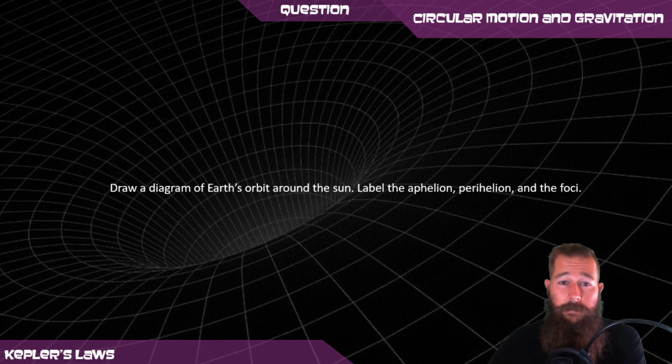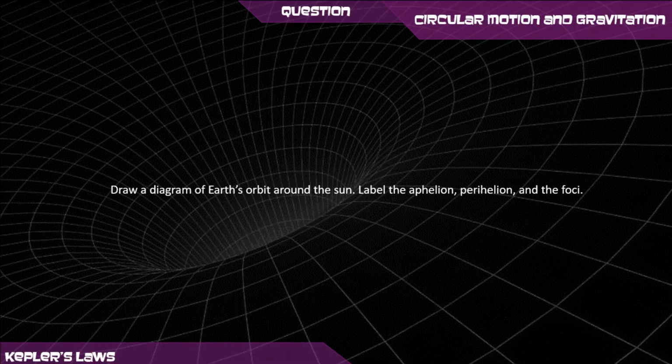So the question for this video is to draw a diagram of Earth's orbit around the sun, labeling the aphelion, perihelion and the foci, and then as an extra challenge, do the same for the moon's orbit around the Earth.